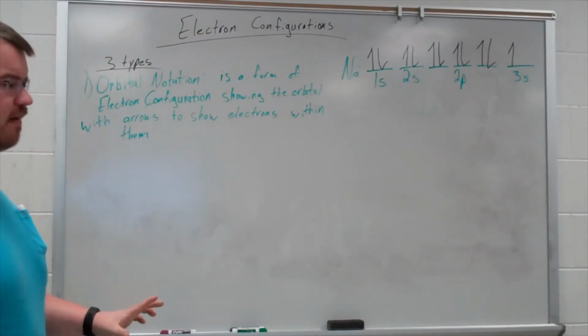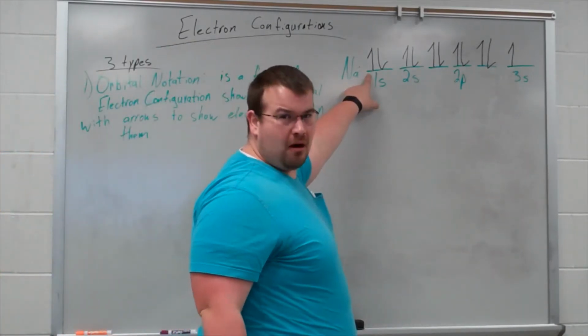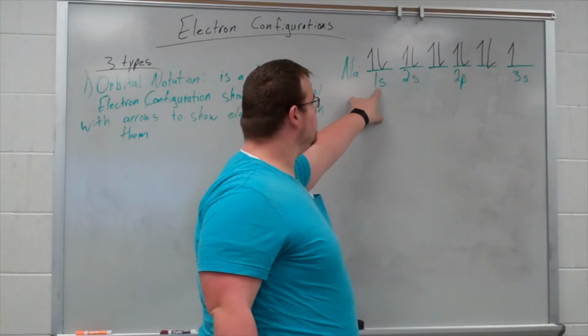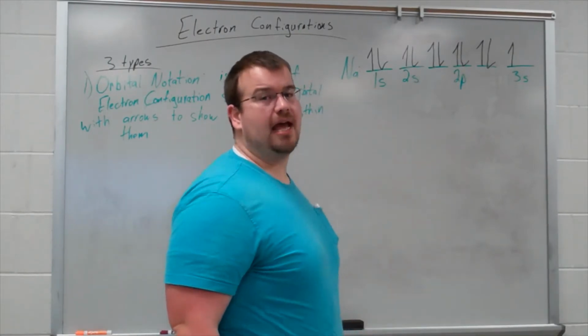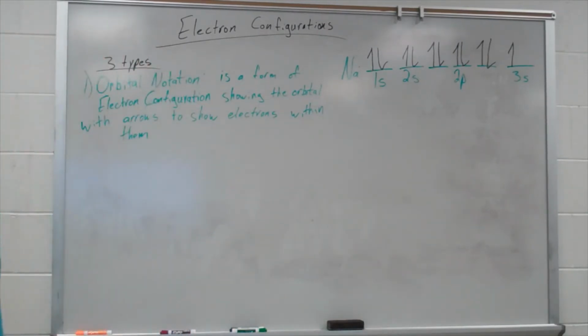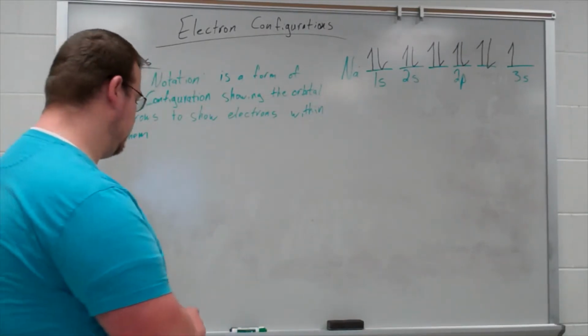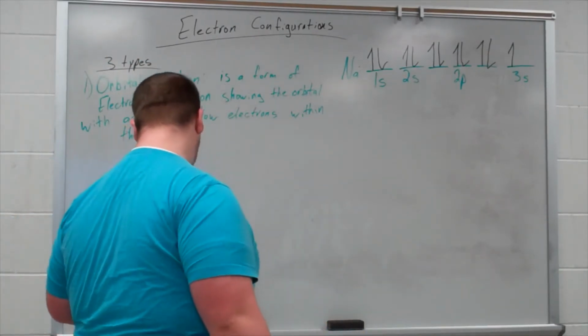Here's the key. Orbital notation: you've got the blank spots for the arrows to go, and you have the energy level along with the shape of the orbital. So S, P, D, or F, you'll catch on to that here in a little bit. So that is orbital notation. That was the first one.